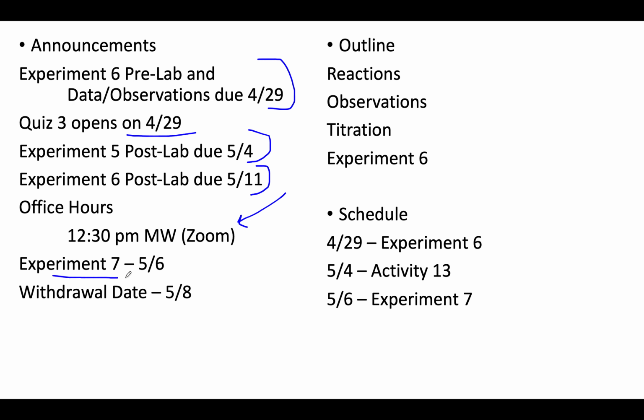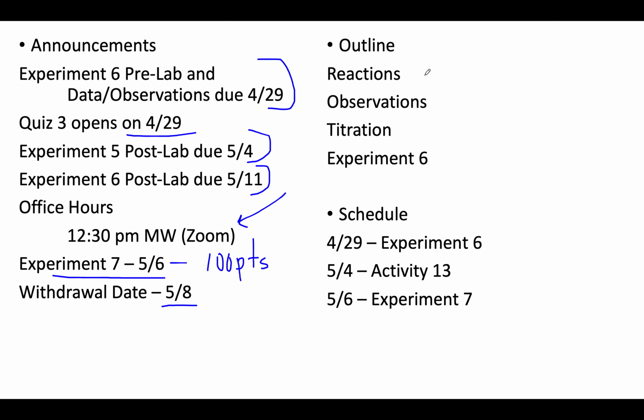Please note we're getting closer and closer to the big experiment. Experiment 7 is 100 points. So actually, this experiment in particular talks about techniques leading to experiment 7, so this will be a good time to review some of these concepts. If you're thinking of withdrawing from the course, let me know. That date is 5/8. You have to be withdrawn by that date.